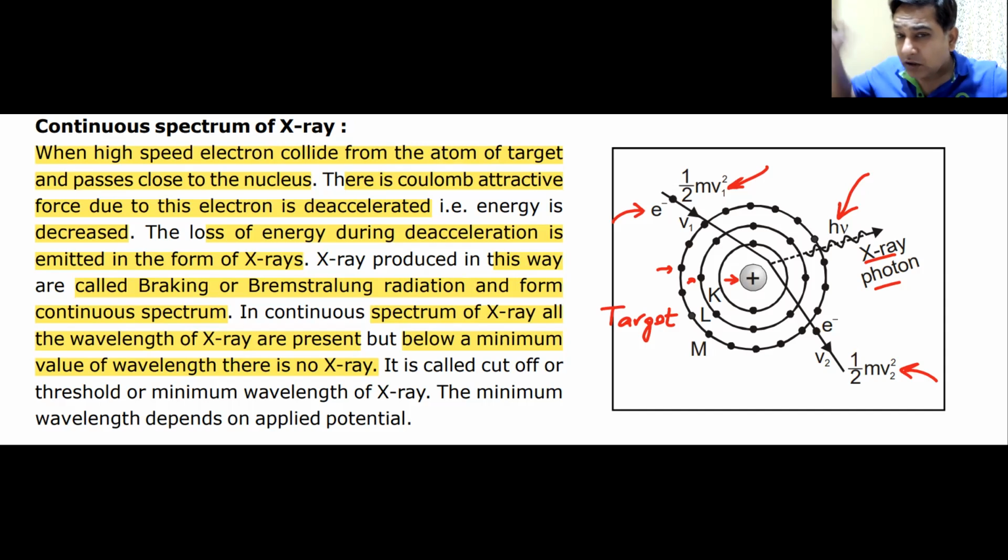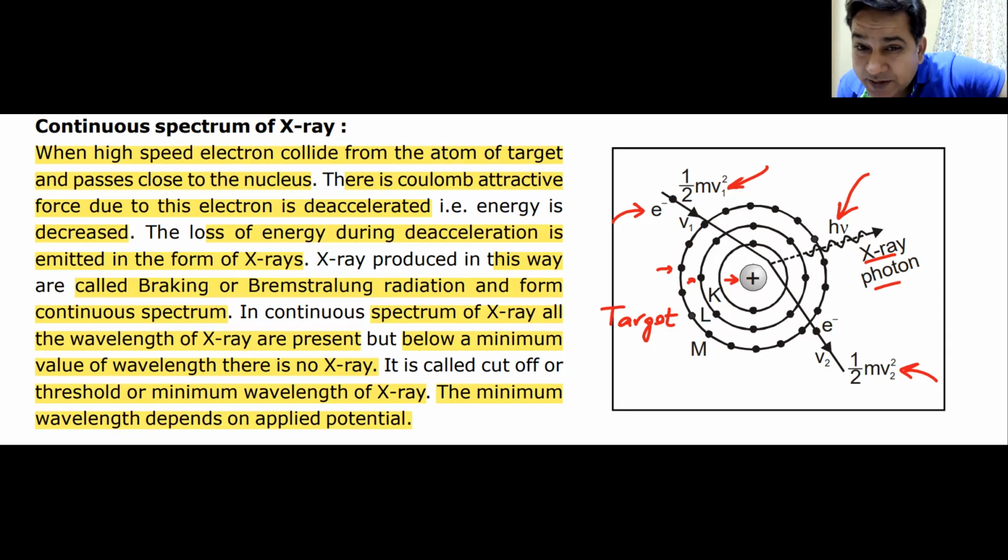So it will have all wavelengths above a minimum value, and that minimum value is known as the threshold wavelength. So minimum wavelength, threshold wavelength, yes or no? Yes, sir. Here earlier it was the maximum wavelength, here it is the minimum wavelength. This minimum wavelength depends on the applied potential. Do we understand this? Yes, sir.